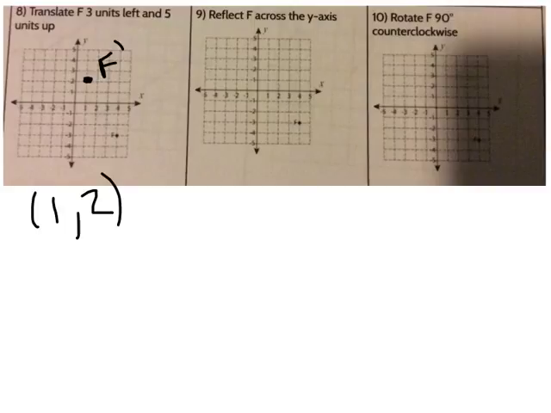Now let's make a reflection. Reflect F across the y-axis. If I'm reflecting across the y-axis, will F move up to quadrant 1 or over to quadrant 3? It will move over to quadrant 3. I'm reflecting across the y-axis. Go ahead and draw the reflection of F on your paper, then enter the new ordered pair into the boxes.